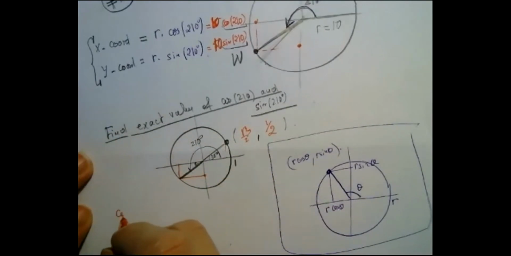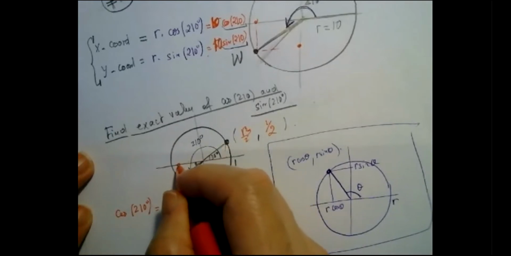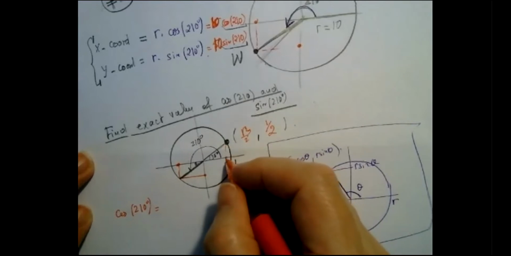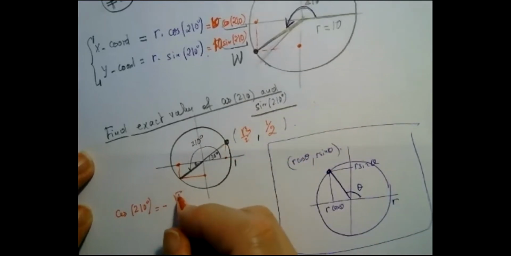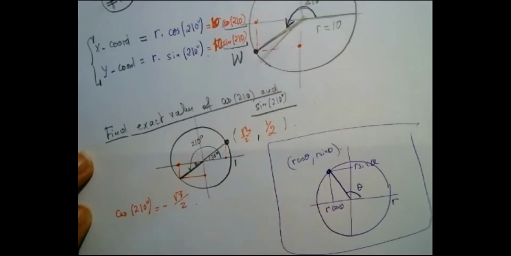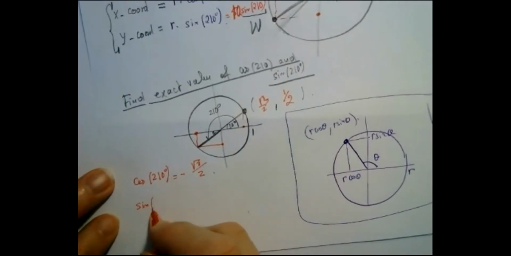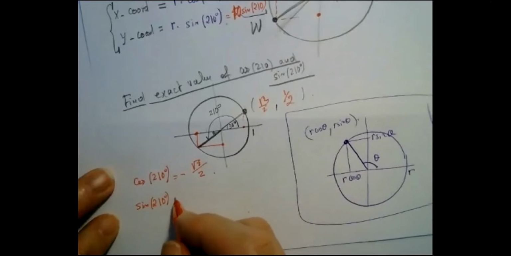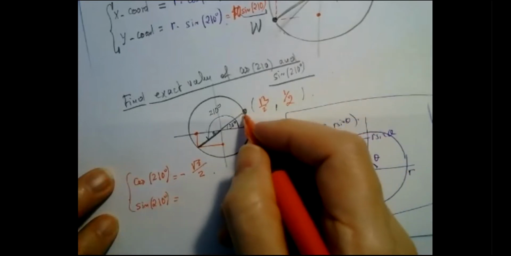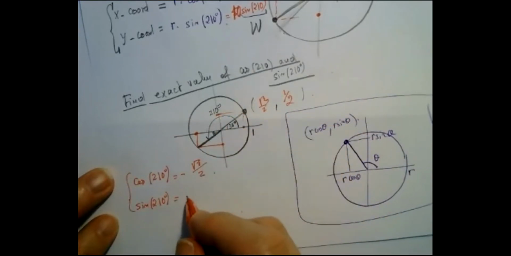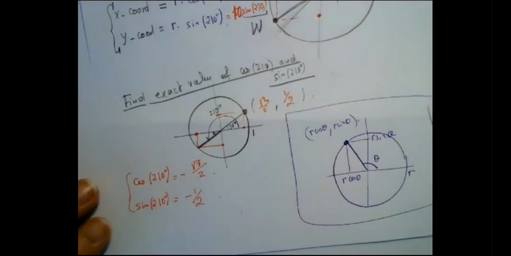So the cosine of 210, the exact value, this is square root of 3 over 2, is going to be minus the square root of 3 over 2. And the sine of 210, if this is a half, it's going to be minus a half. So that's what I mean by the exact value.